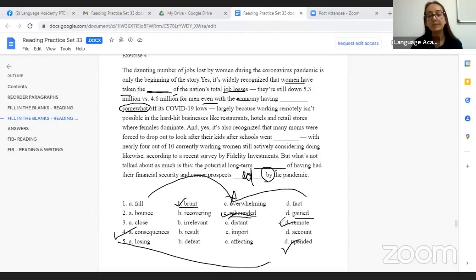Remote learning is online learning, based on context. There cannot be one result of so many people. 5.3 million women have lost their jobs, and we can say one result? No, there will be a lot of consequences, about their financial security, about their career prospects. Dash by the pandemic: by means a passive statement, so ed will come. Ing cannot come in that case.